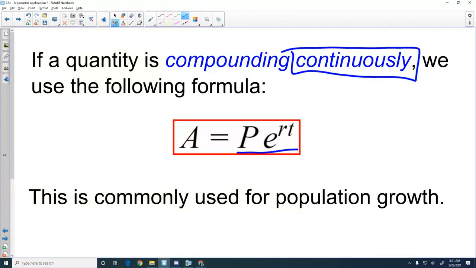This is frequently called the PERT formula. It's used whenever something's exponentially growing continuously. It's never changing. You can't give a little time frame of, after a year or a day, boom, it changes, and then boom, the whole thing changes again after another day or year. It's constantly growing throughout that whole time frame.